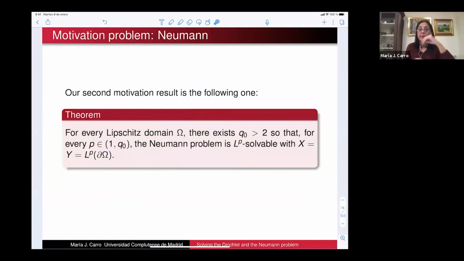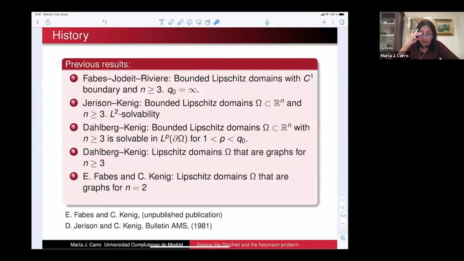And this is the second theorem that was the motivation for us to study the situation at the endpoint. And this theorem is also due to Carlos Kenig. So let's say they prove that for every Lipschitz domain, there is some q0 bigger than 2, so that for every p between 1 and q0, the Neumann problem is solvable in L^p. Okay, so this is the theorem, and let me tell you a little of the story.